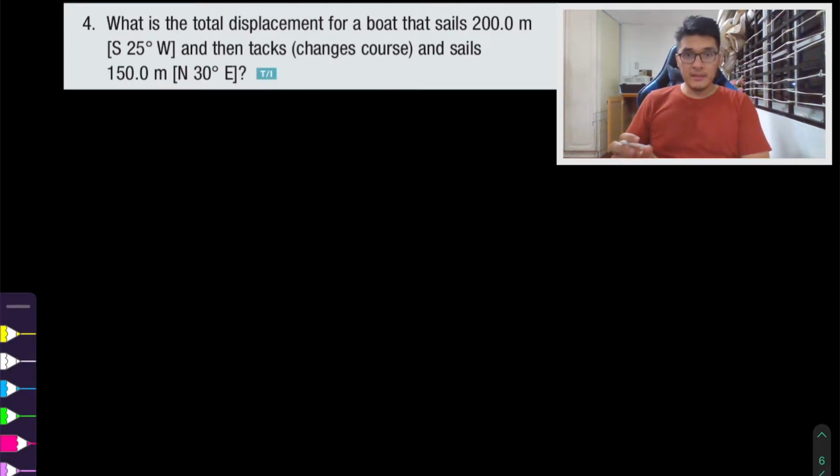Today we're looking at section 2.2 from the Nelson textbook, and I'm going to be showing you how we can add vectors in 2 dimensions by using components.